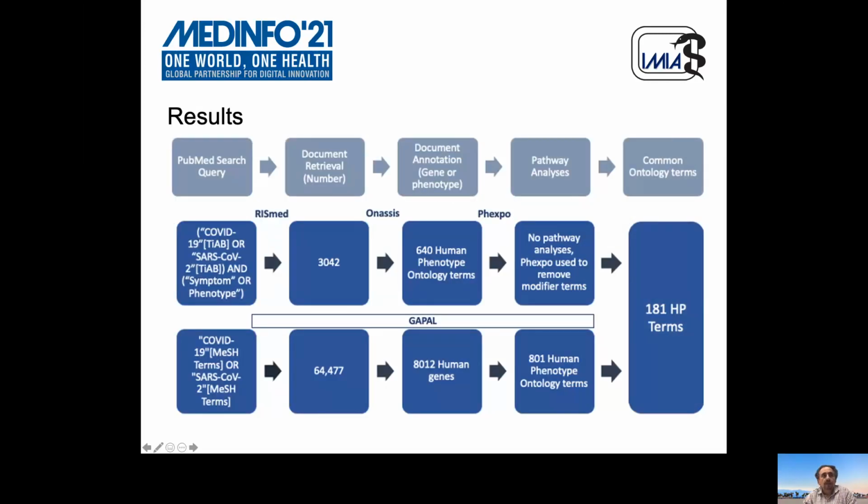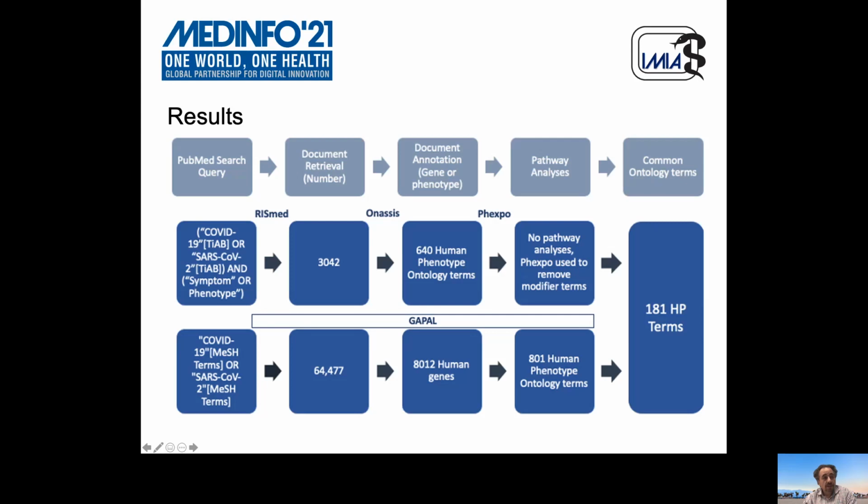Going to the results, in this slide, we can see an overview of all the results generated and the methods that were applied. Initially, we started with the COVID-19, SARS-CoV-2, and symptom or phenotype search. For this purpose, we identified 3,042 different papers, documents. We were able to annotate 640 different Human Phenotype Ontology terms, and then we used these 640 terms for further analysis and comparison with those that we identify from the molecular inference process.